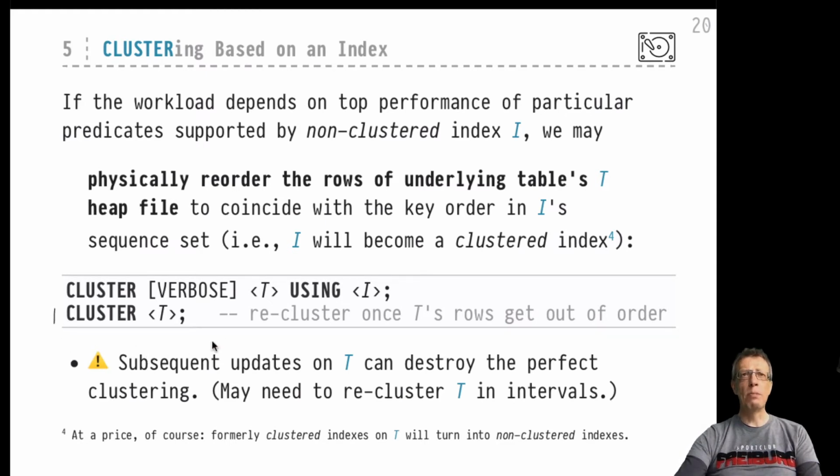CLUSTER remembers the last index that was determining the row order here, and simply providing CLUSTER T will recluster T to match the order that we have established in the first place. Okay, so that's the cluster command, and the idea of reclustering a table, or reordering the table to render an index I clustered. So let's play with that over in the PostgreSQL terminal.